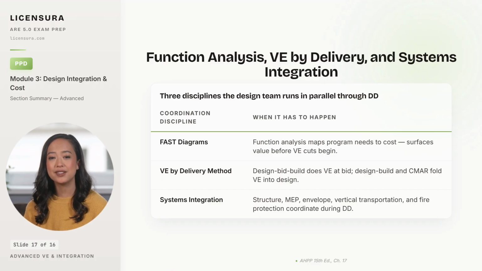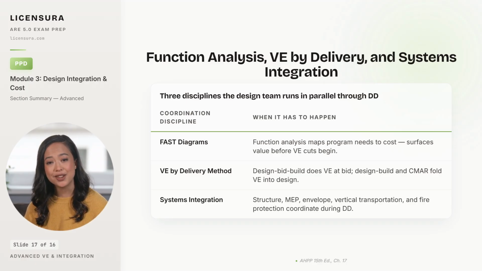VE, by delivery method, recognizes that the timing and authority of value engineering is different across procurement models. Design Bid Build forces VE into a bid day rescue because the contractor enters the project after the design is complete, while Design Build and CMAR fold VE into the design phase because the contractor sits at the table from the start. And systems integration is the discipline that has to happen during DD.